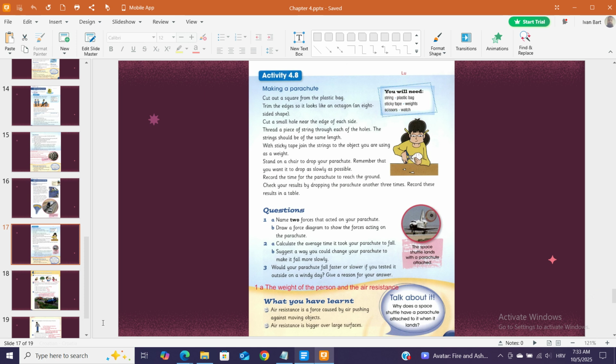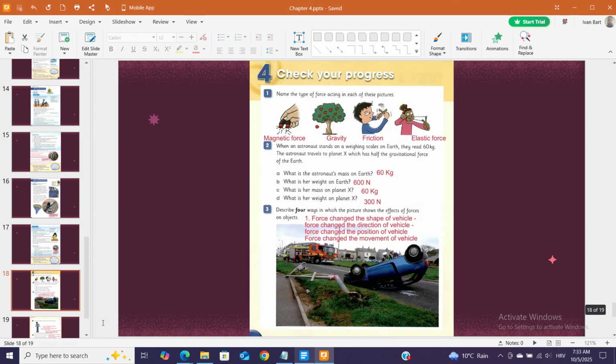What you have learnt. Air resistance is a force caused by air pushing against moving objects. Air resistance is bigger over large surfaces. The space shuttle lands with a parachute attached. Talk about it. Why does the space shuttle have a parachute attached to it when it lands? 4. Check your progress. 1. Name the type of force acting in each of these pictures. Magnetic force, gravity, friction, elastic force.